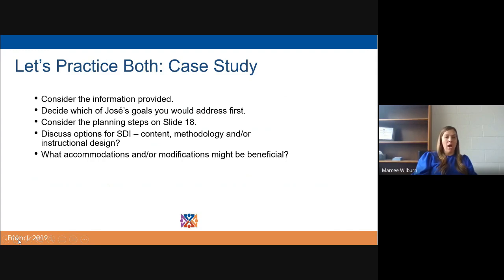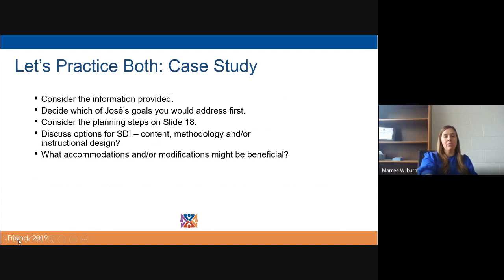first and why. Then we're going to look at those planning steps on slide 18 and think through different options for content methodology and or instructional design when we're talking about planning for specially designed instruction. And then talk about what accommodations and or modifications might be helpful for Jose.